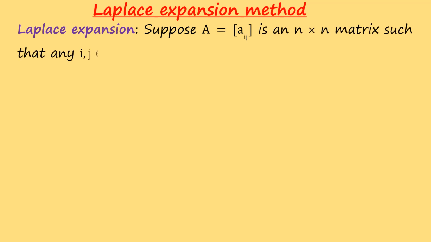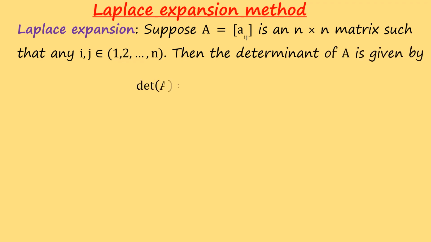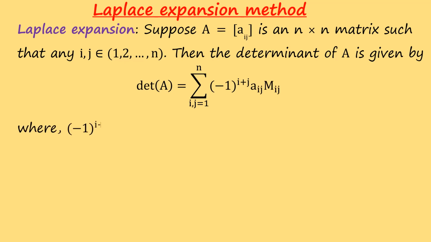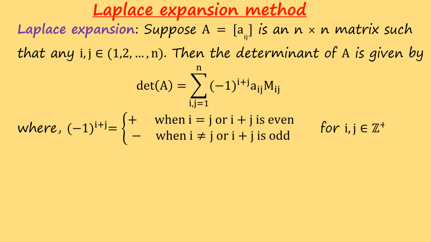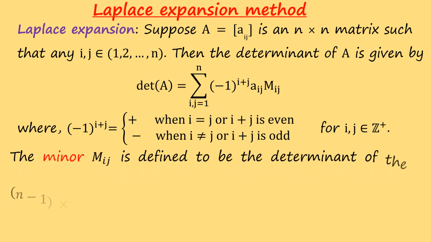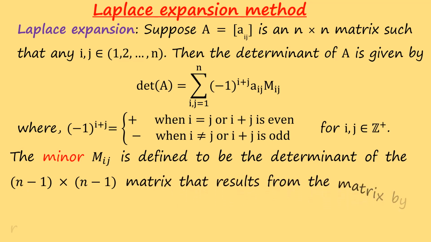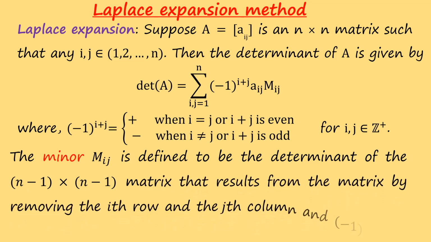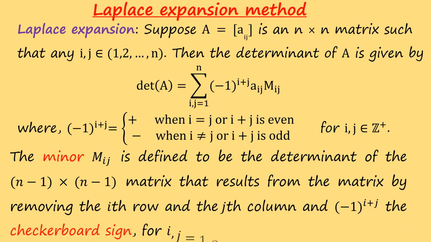Let's consider another method which is called the Laplace expansion method. Suppose A is an n by n matrix, and then the determinant of this matrix is given by the summation of minus 1 to the power of i plus j, a_ij, m_ij, where minus 1 to the power of i plus j is positive when i plus j is even, or negative when i plus j is odd. Now, the minor m_ij is defined to be the determinant of the n minus 1 by n minus 1 matrix that results from the matrix by removing the ith row and the jth column, and minus 1 to the power of i plus j is the checkerboard sign.